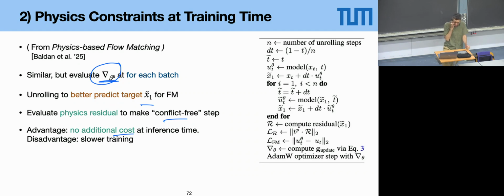Yeah, if you're interested, the whole algorithm is written up here. So right here we have the velocity produced by the model. Then here are actually multiple steps to produce an estimate. This estimate x1, that's a physics residual here that's being computed. Then you have two losses that are evaluated for the residual and the flow matching loss. And then in this step is this conflict-free residual with which you actually do the training, and then you just keep on iterating on those.